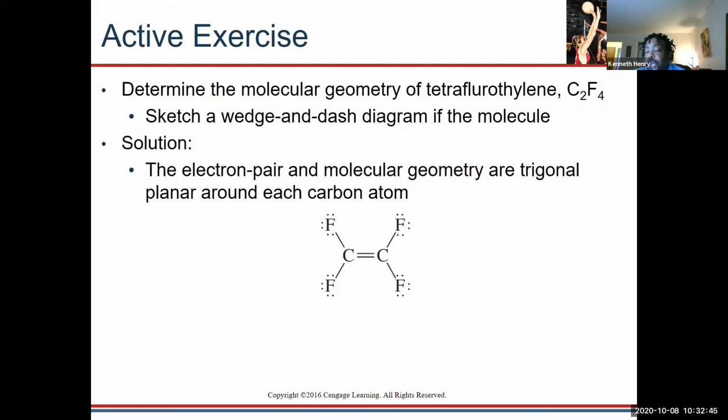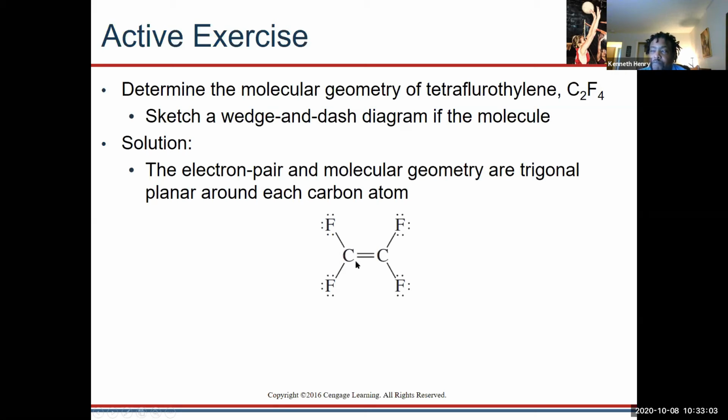Yeah, but we're looking at the center atom, right? Fluorine isn't the center atom. So the center atom is going to determine your molecular geometry. It's also going to determine your electron pair geometry as well, right? Because if you notice, we've always had center atoms.